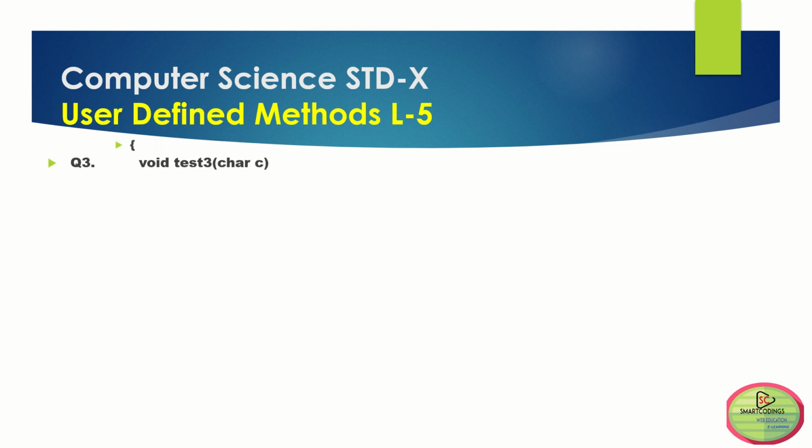There is a function called test3, which has one parameter, char c, of character type. What it is basically doing in the output statement is converting it into integer type. The explicit casting is performed over here.